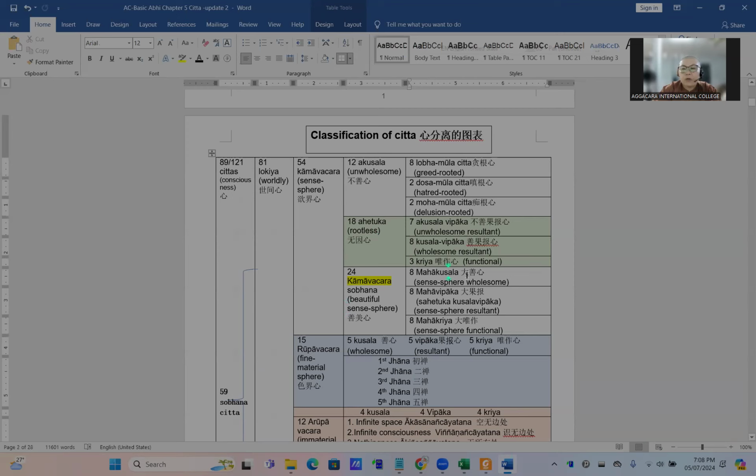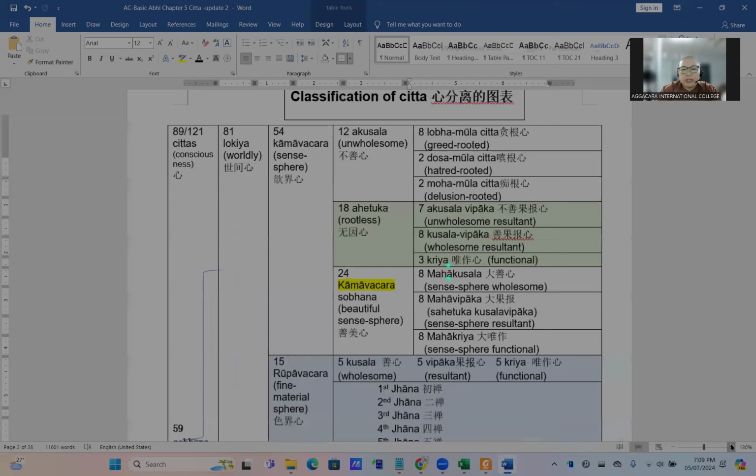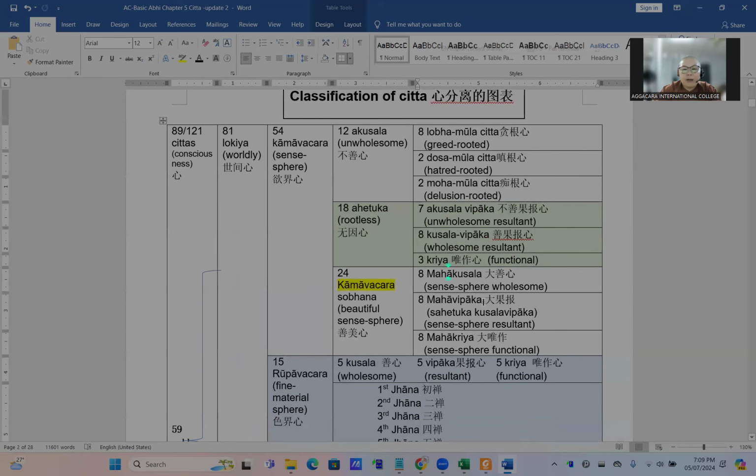So the 8 is Mahakusala, where you do the good deeds. When you do the Mahakusala, there will be the resultant. So we especially call it the name Mahavipaka. Or another one is Sahetuka Kusala Vipaka. All right. Why does it have another name? Sahetuka. Because here also got Kusala Vipaka.